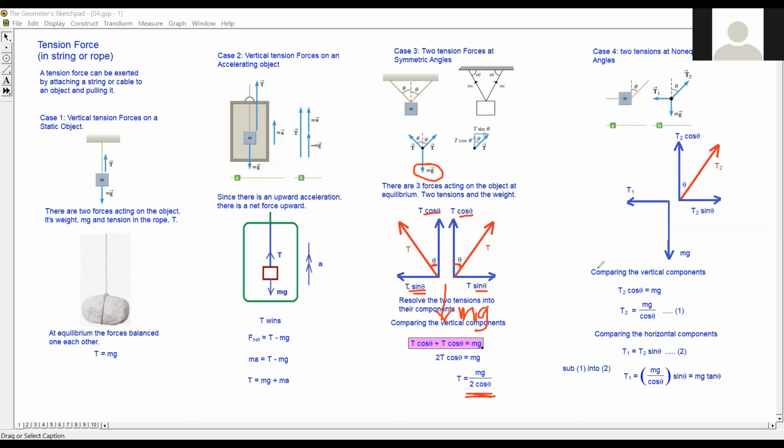Since these two components are the same, and the angle is already the same, we can compare the tension. So the two tensions must be the same. If they are not the same, then the two tensions cannot balance one another. So bear in mind that if the angle is the same, the two tensions must be the same. This is different from the case of non-equal angle.